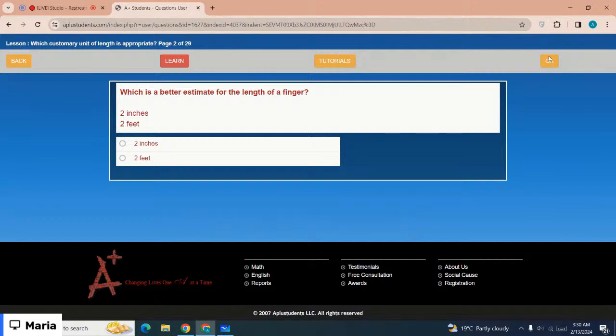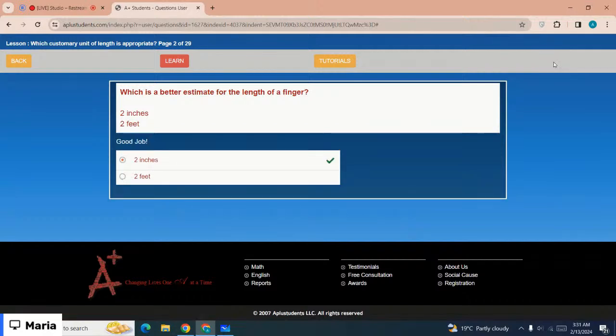Which is the better estimate for the length of a finger? 2 inches or 2 feet. That is a finger, it must be 2 inches. The correct option is 2 inches.